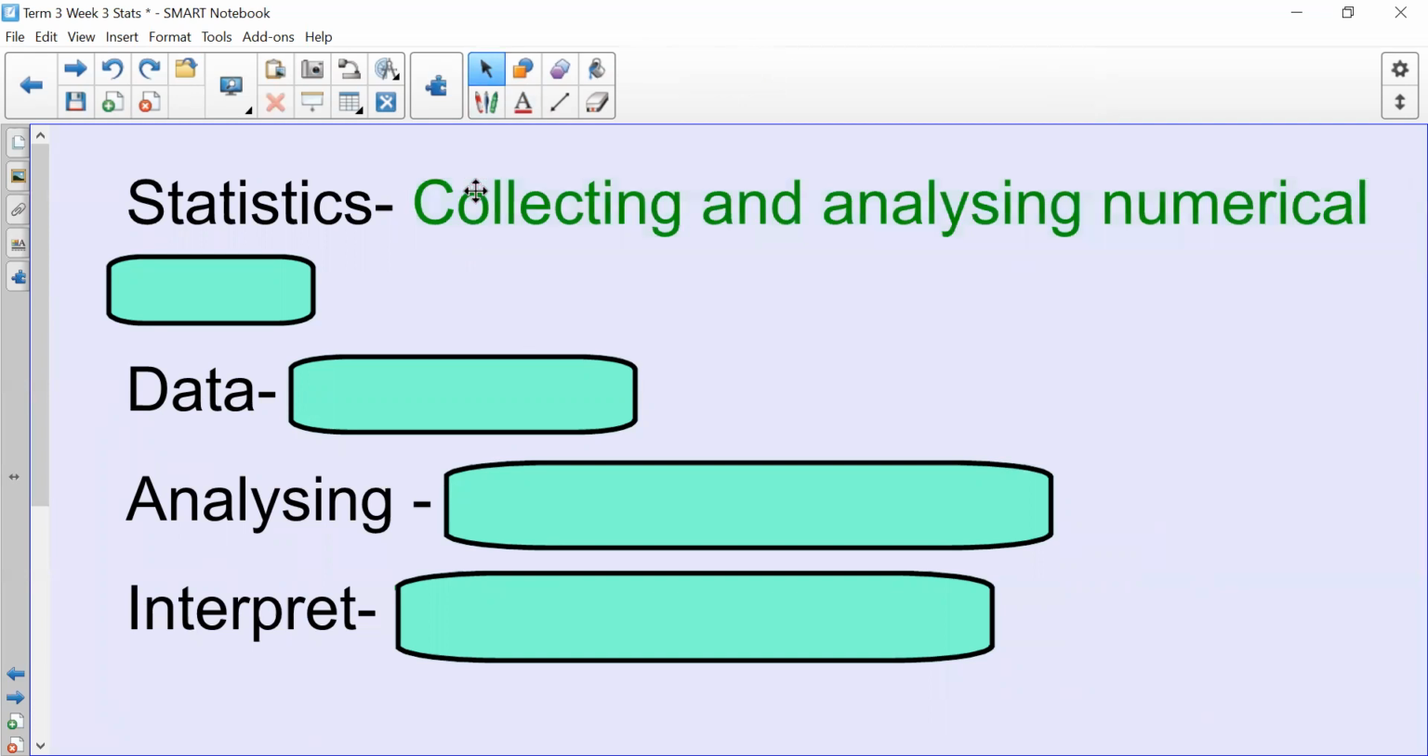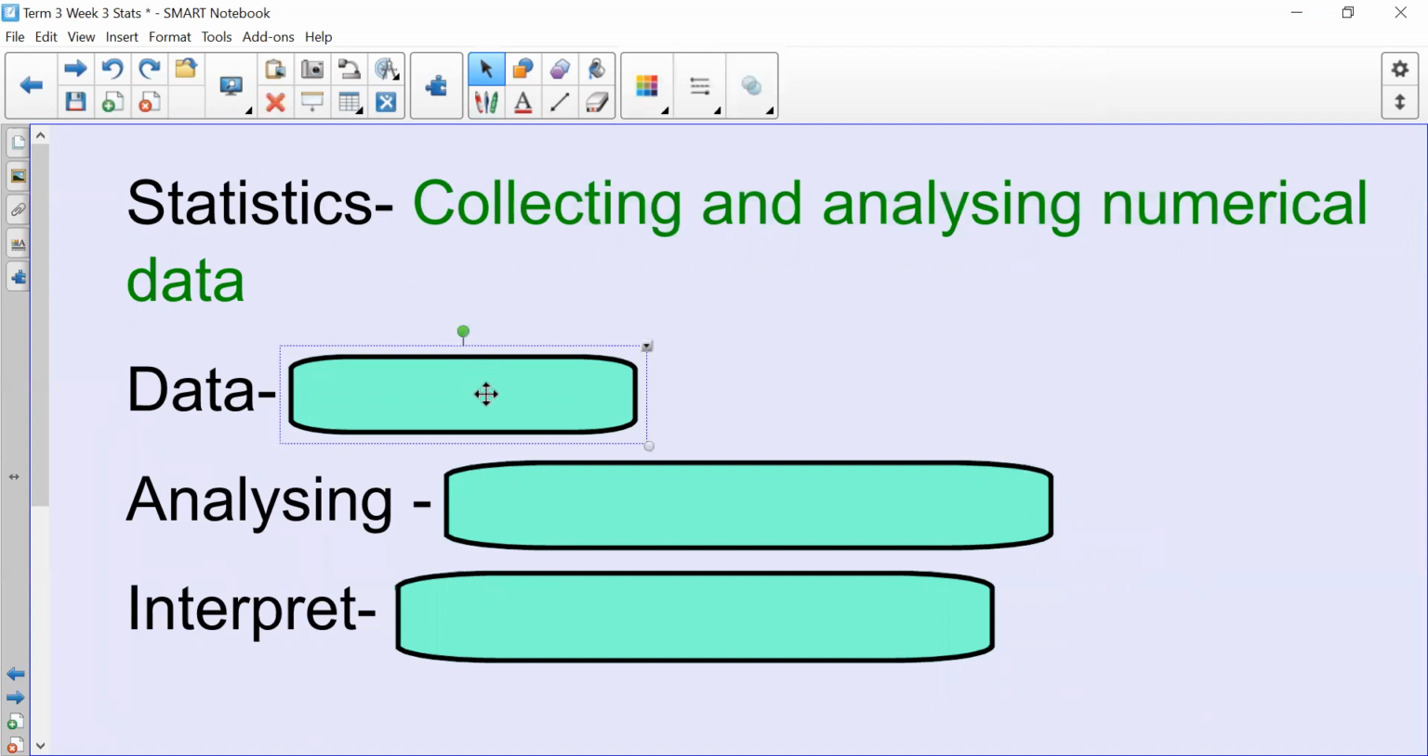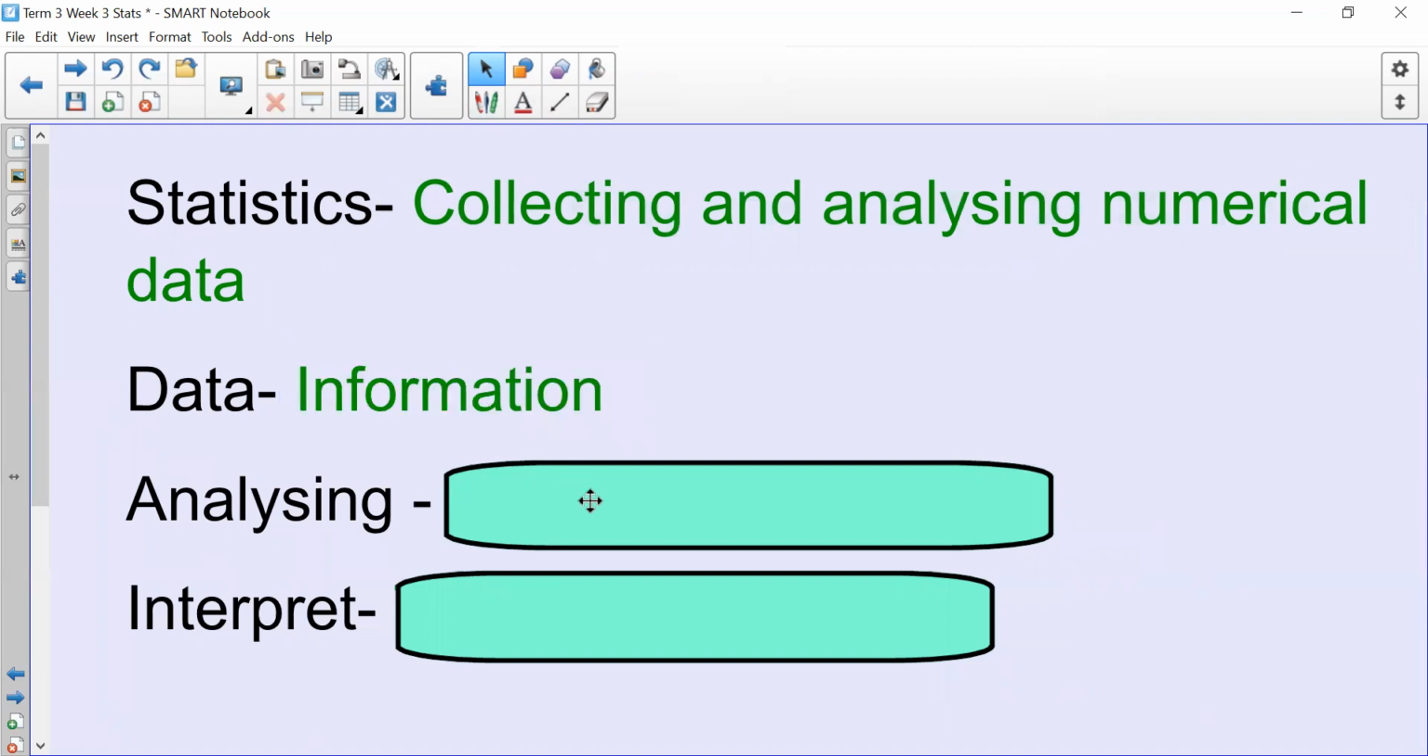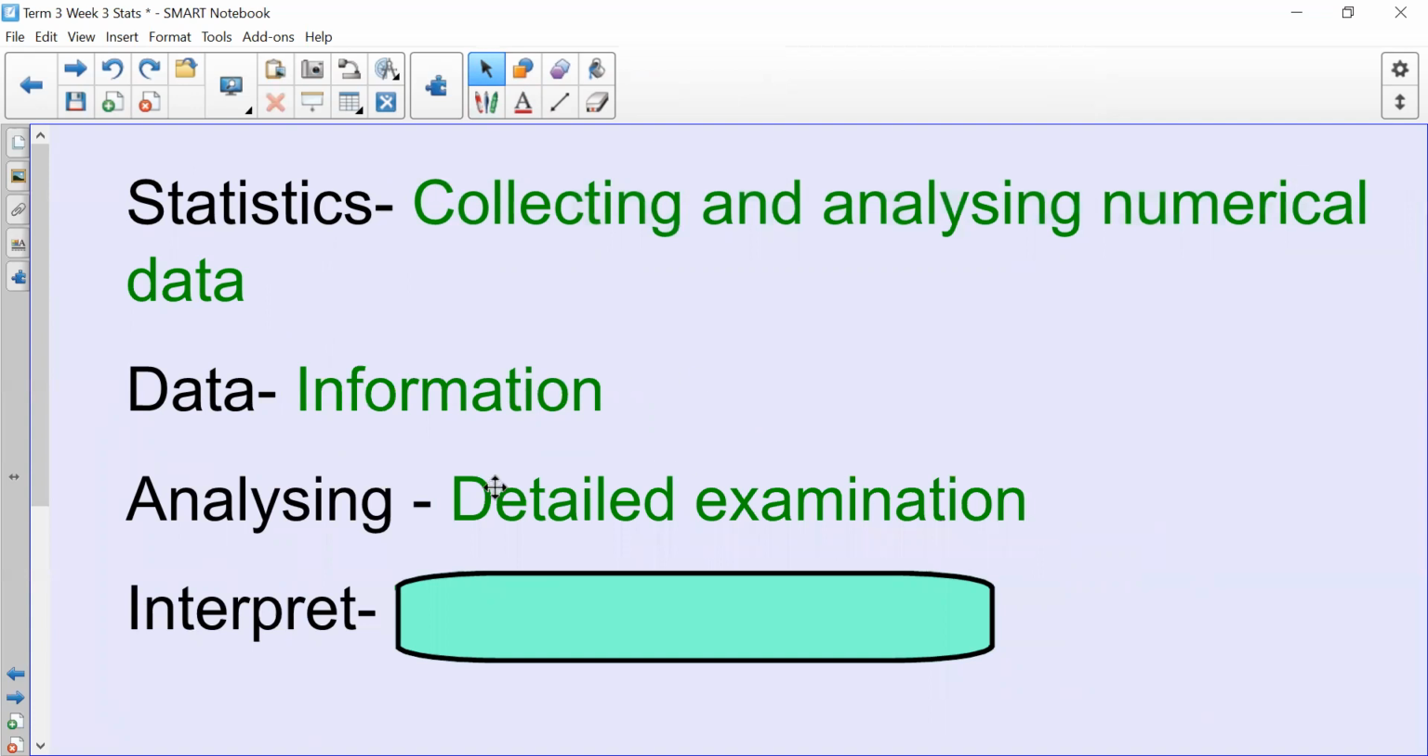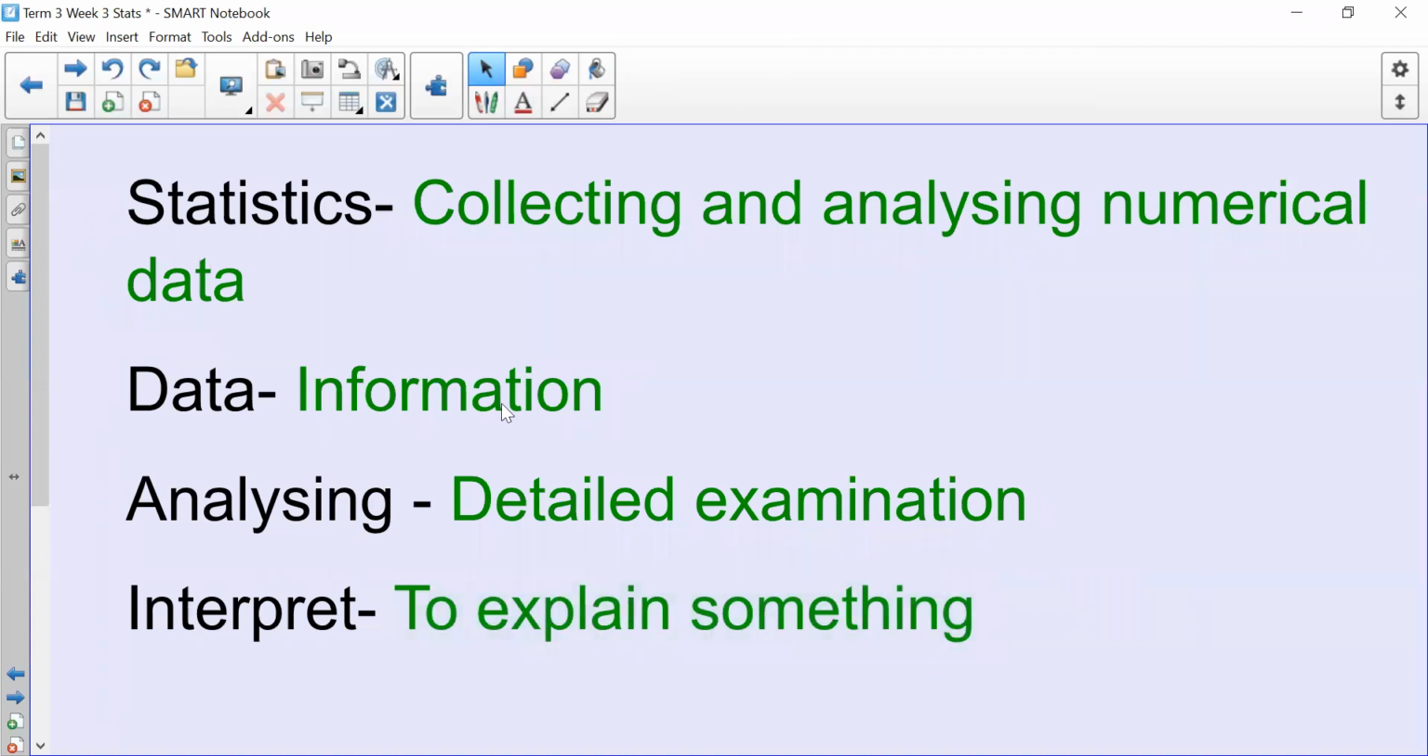So statistics, collecting and analysing numerical data. Okay, so it's a part of maths, just like our number and place value, our multiplication, division. Statistics is another part of maths, okay? Data. You remember what that was? It's just information, okay? Analysing is a detailed examination, so looking really closely at it. And interpreting, it's explaining something, okay? Using the data to explain.